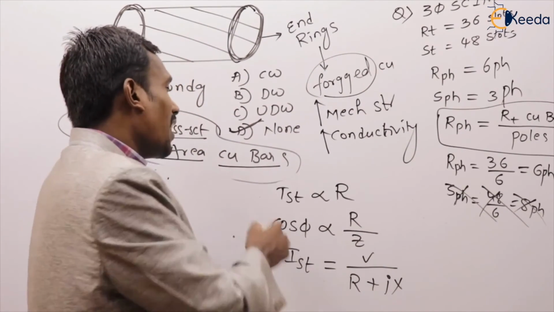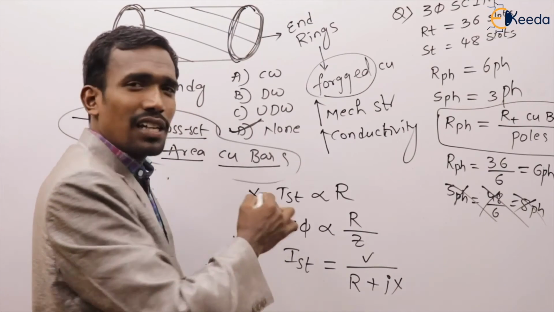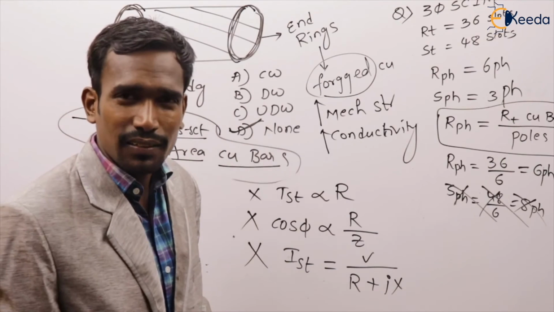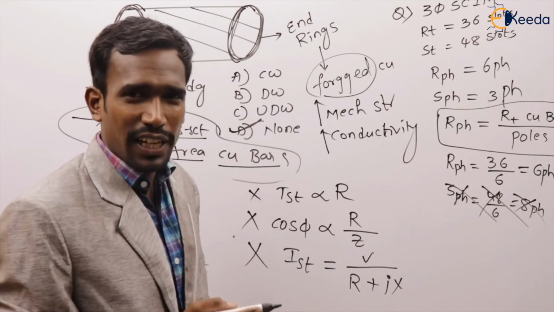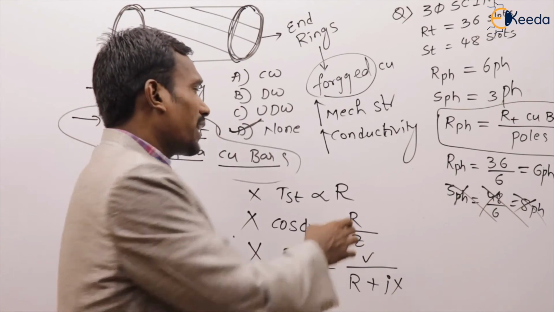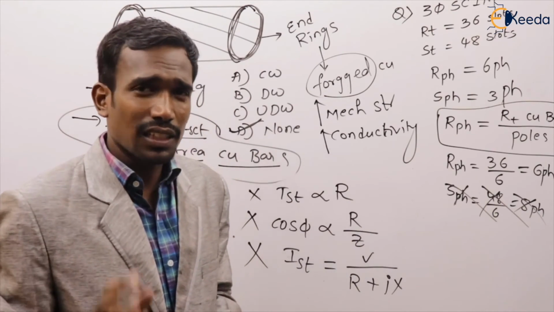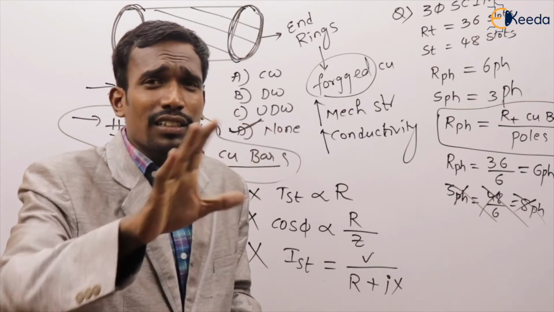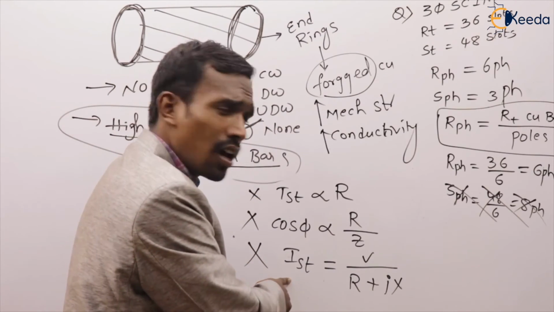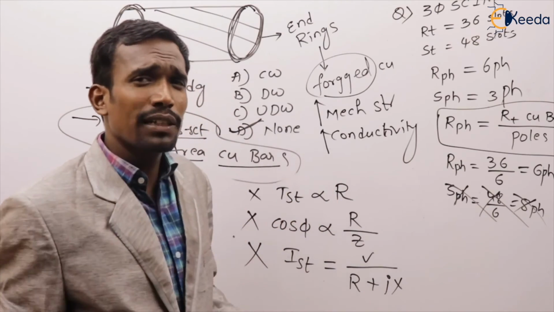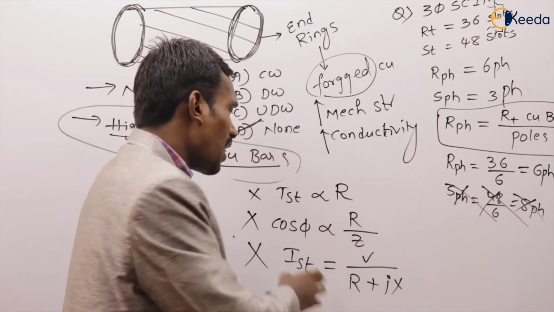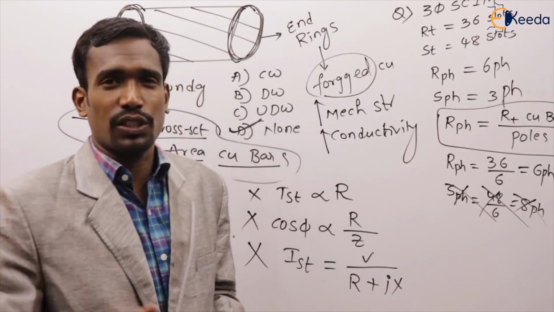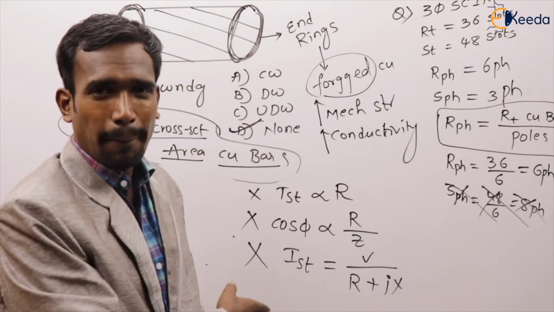That's why we cannot increase the starting torque, we cannot increase the starting power factor, and we cannot control the starting current. This is the disadvantage: we cannot add extra resistance here. Hence, we cannot control the starting current, and there is no capability to increase the starting torque and power factor. But this is possible in the slip ring induction machine. This is not possible here.